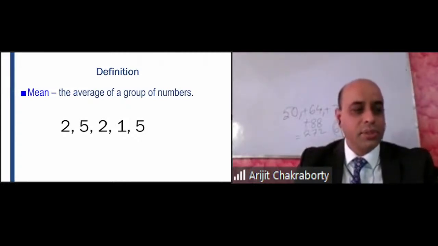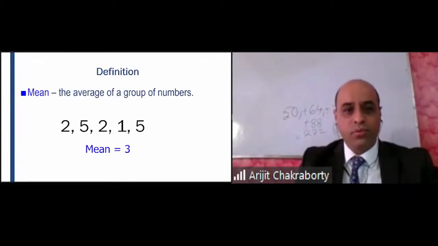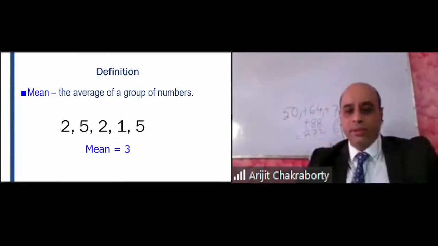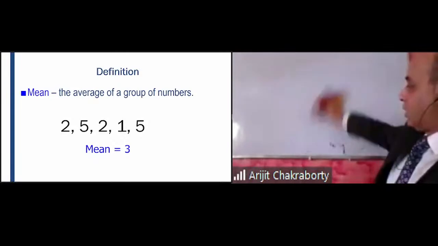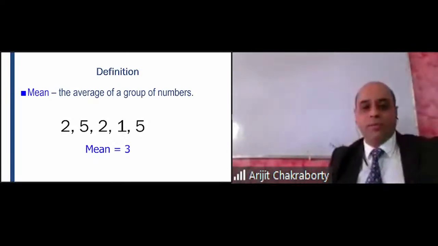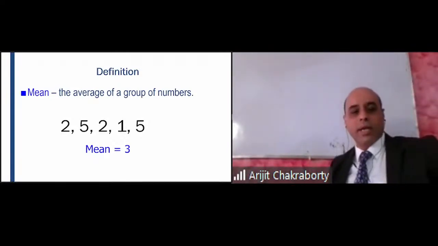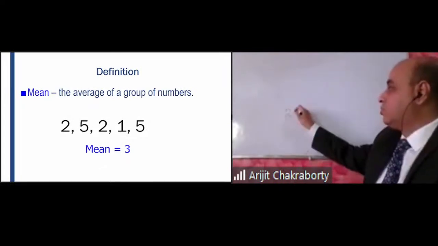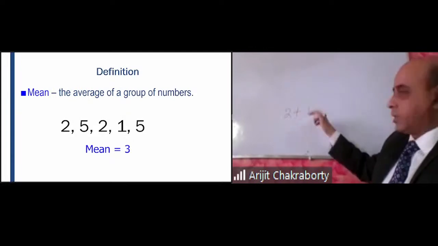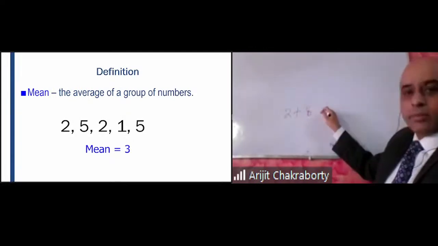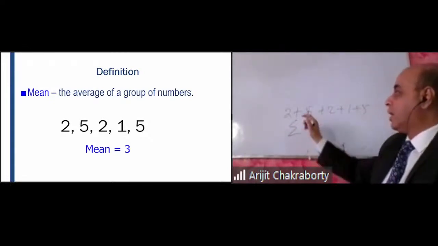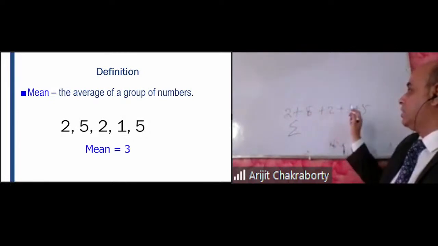So if you see 25215, how do we get the mean? Let us just work out the simple examples, and then we will understand the concept. So you just add up 2 plus 5 plus 2 plus 1 plus 5. When I'm doing the sum, I'm getting 2 plus 5 is 7, 8, 9, 10, and 15.